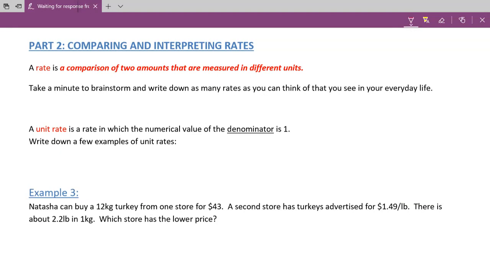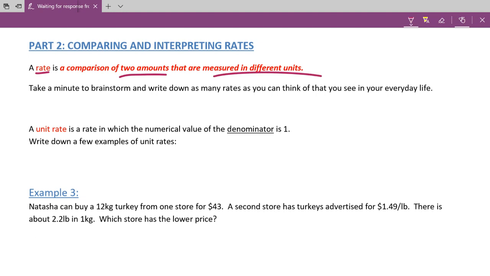All right, welcome back to part 2 of our rates lessons, where we go over M1, the first measurement unit of Math 20-2. And now we're going to dig into what is a rate, comparing and interpreting rates. So to start us off, a quick definition. A rate is a comparison of two amounts that are measured in different units.